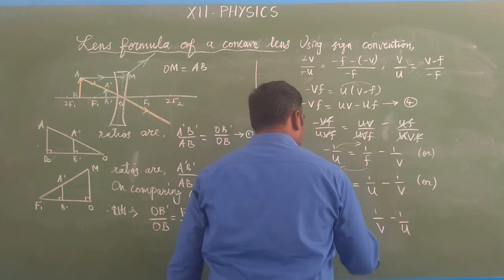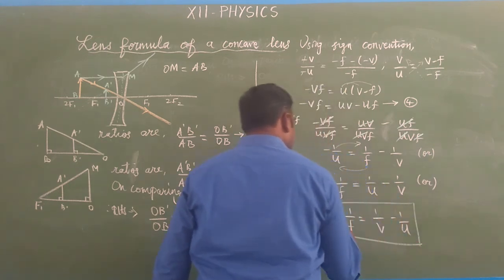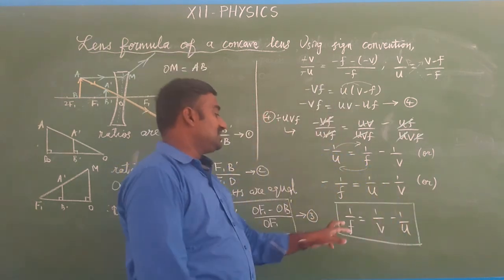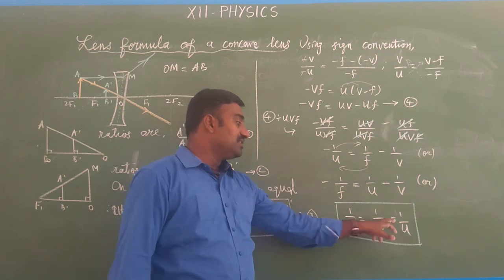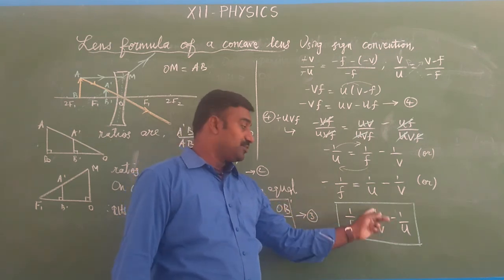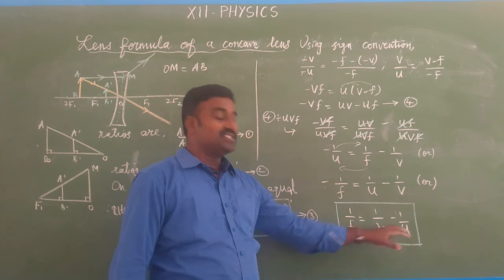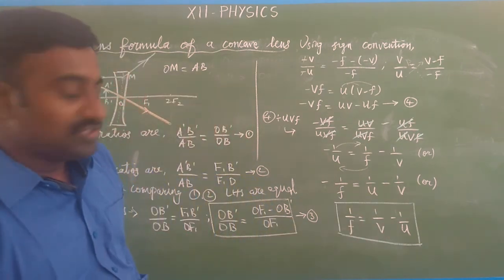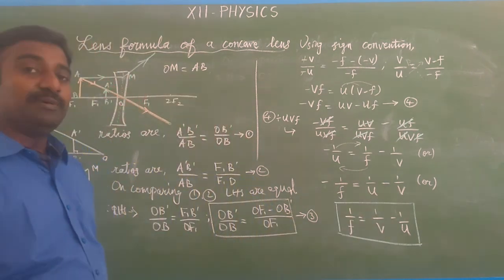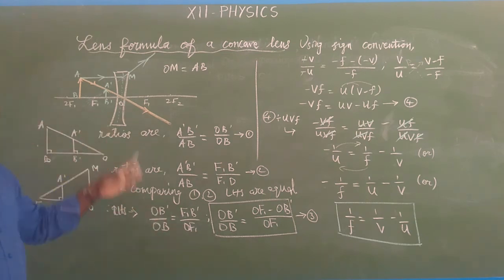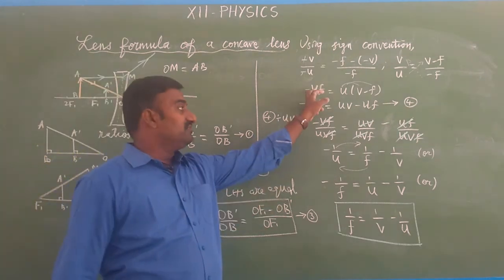So hence you have got the lens formula, the same formula. The reciprocal of focal length is equal to the difference of the reciprocal of image distance and the reciprocal of object distance. So we obtain the lens formula for both concave lens and convex lens. Only for the congruent triangles we should take the ratios. After comparing the ratios, we need to eliminate by using sign convention.